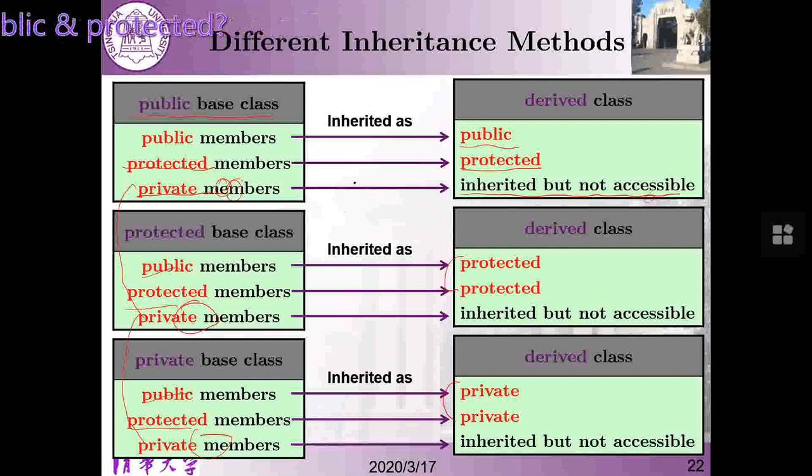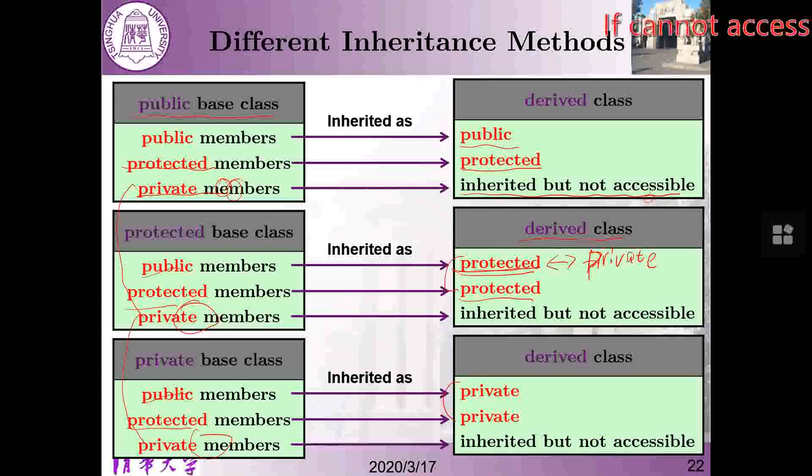Protected access control is similar to private. That means from the object of this class, you cannot directly access this protected member. So protected is similar to private.